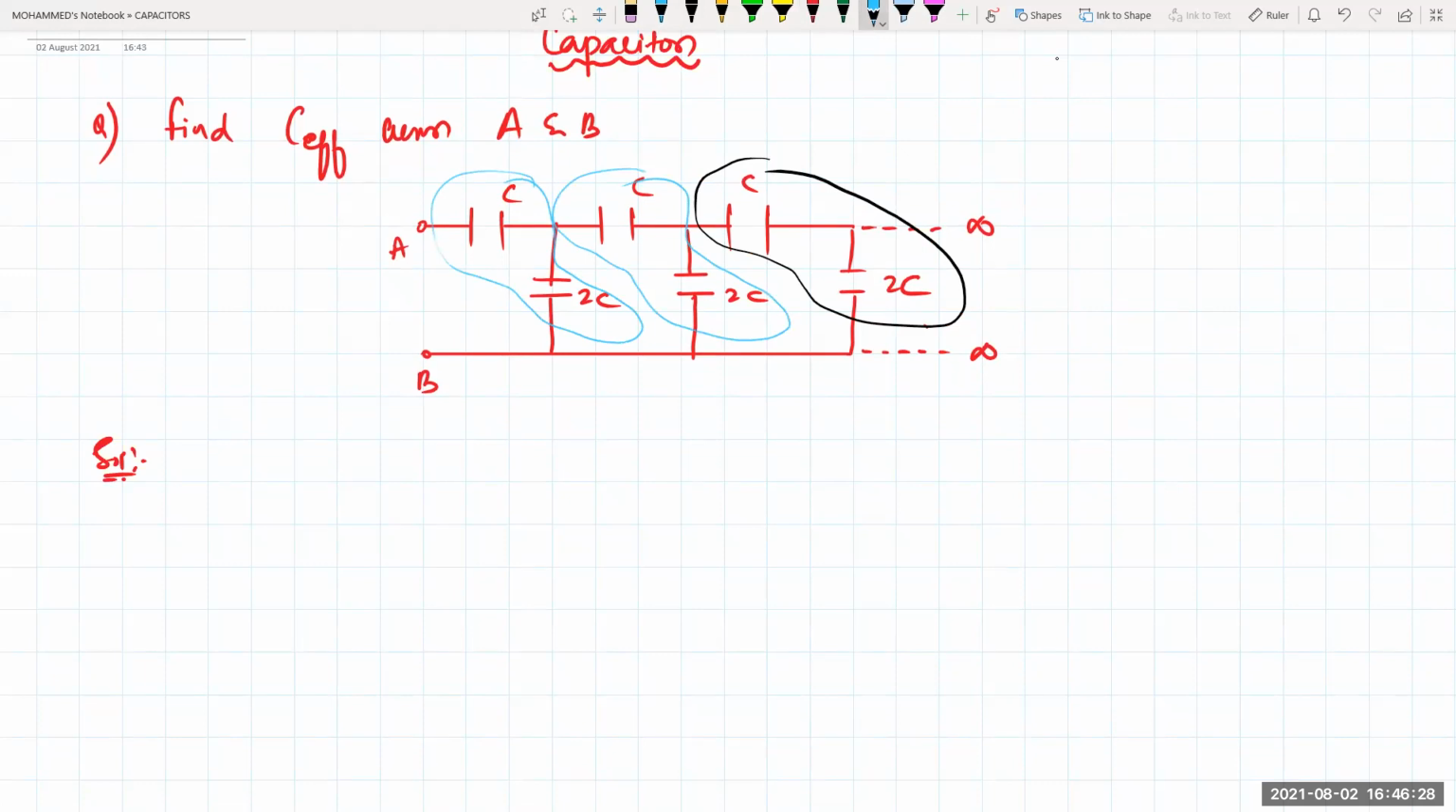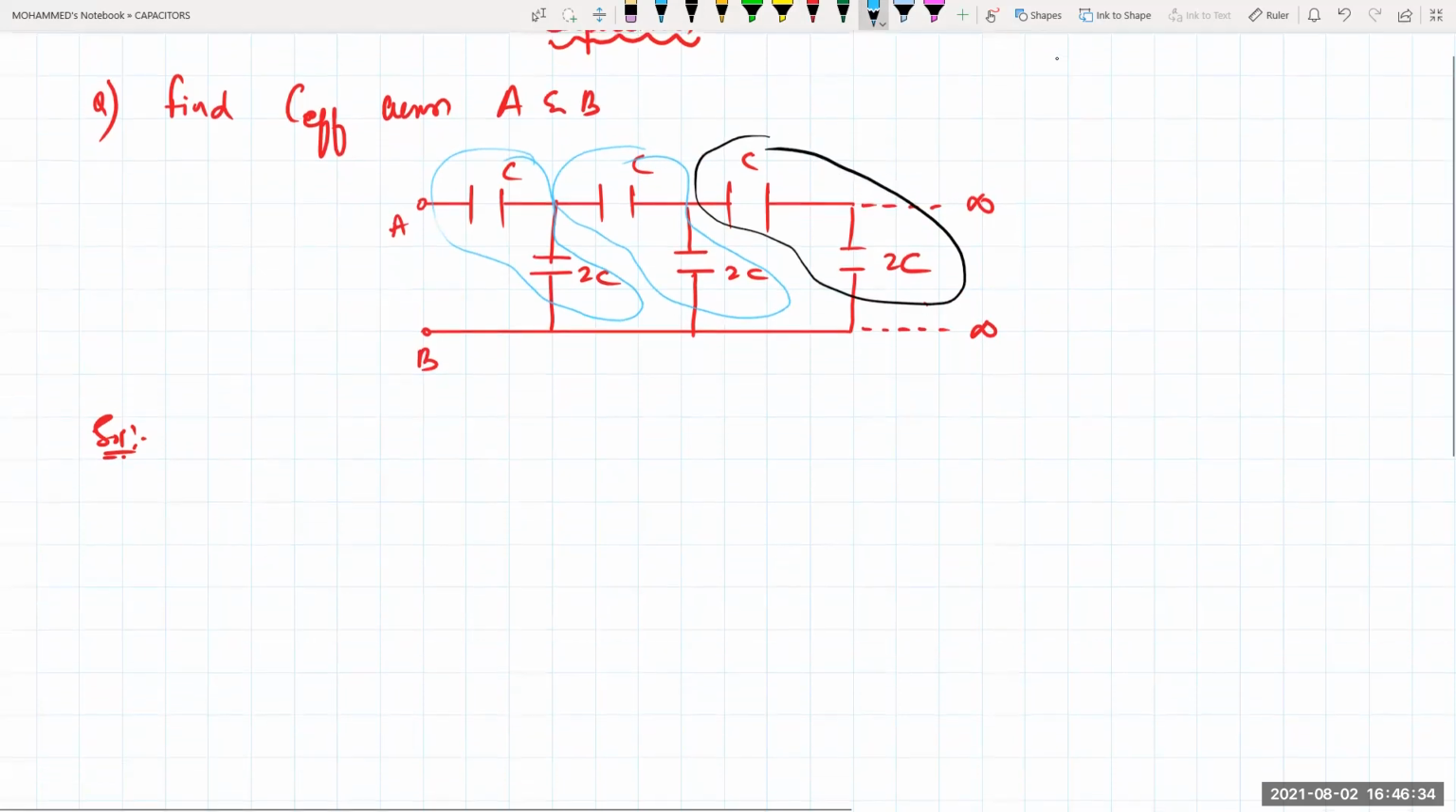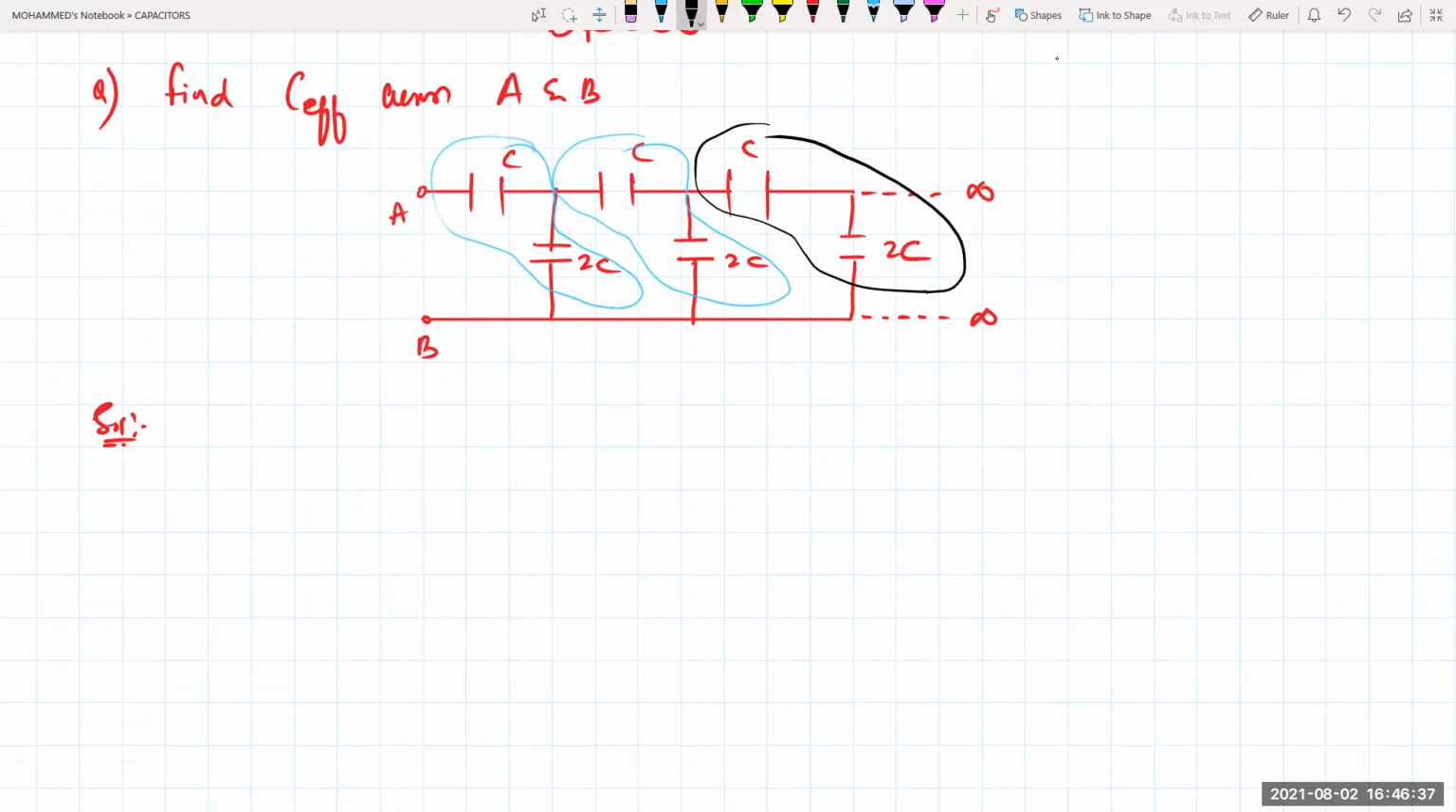So what we do is keep the first pair as it is. You keep the first pair as it is. What I'm doing, see in this one, I'm keeping the first pair as it is. This is your B, this is your A, this is your C, and this is your 2C. And I'm removing the remaining C, 2C, 2C, this is C. I'm giving a name for this one and assuming that the total capacitance of this one is, for example, some C dash.